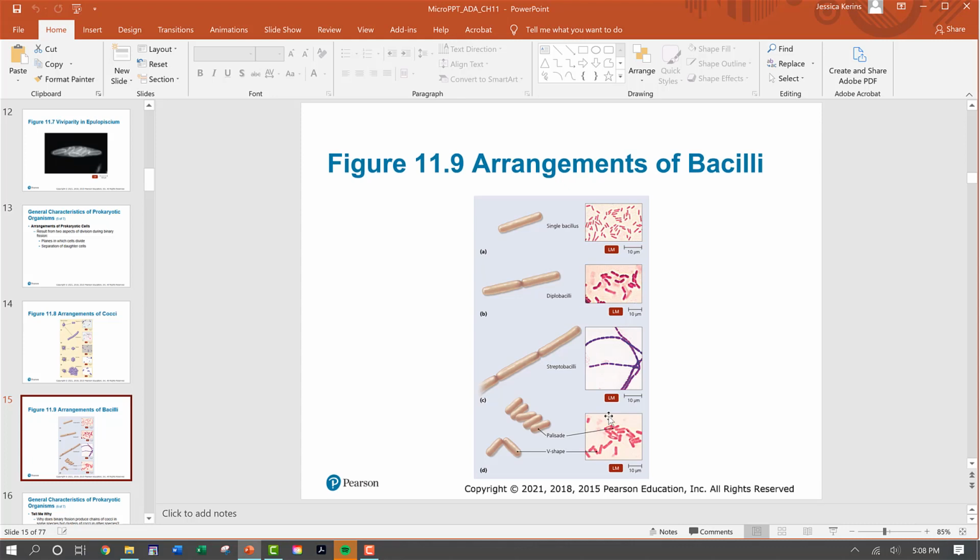So use the rest of this chapter with the study guide to figure out what those different bacteria are in terms of gram stain and morphology. Other than that, that's it for chapter 11.